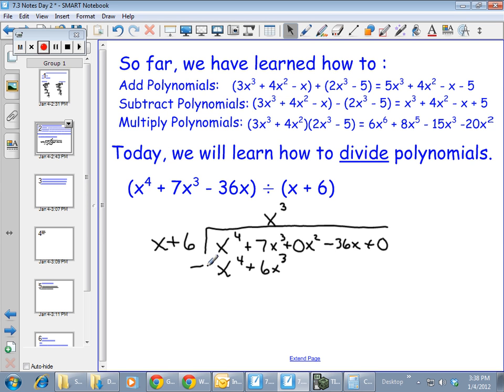Okay, then we subtract them. x to the 4th minus x to the 4th, that's nothing. 7x to the 3rd minus 6x to the 3rd is x to the 3rd. And then here we drop down the 0x squared.